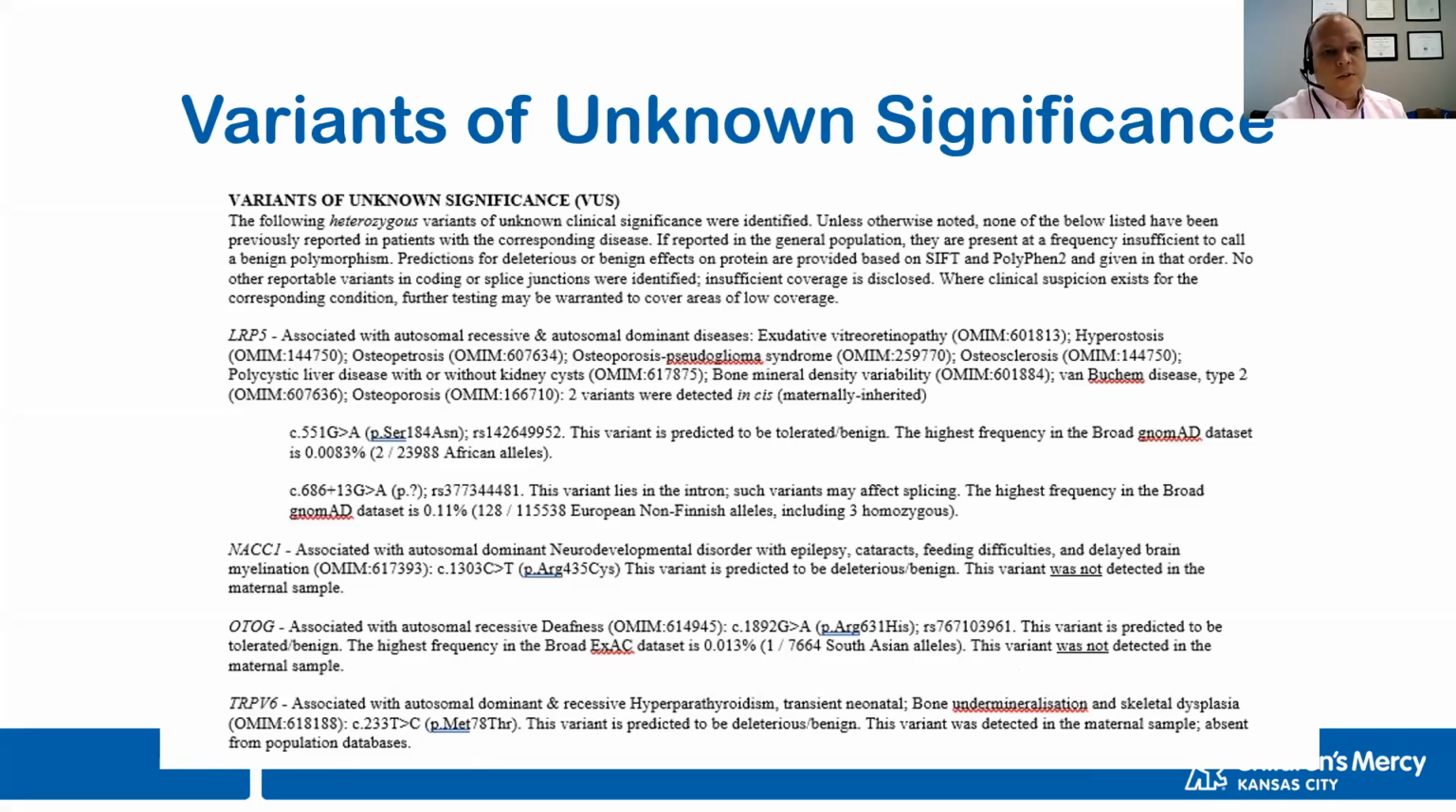Sometimes variants of uncertain significance also pop into this. Again, the more genes you find, the more likely it is that you're going to find a variant of uncertain significance. And these variants of uncertain significance are, again, in most cases, a result of normal human variation. But in some cases, we do see interesting variants of uncertain significance that we need to follow up on.